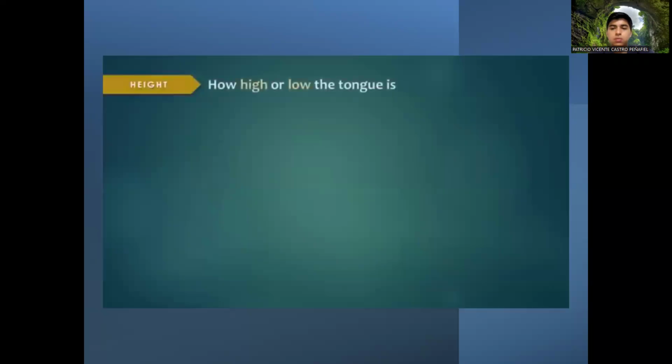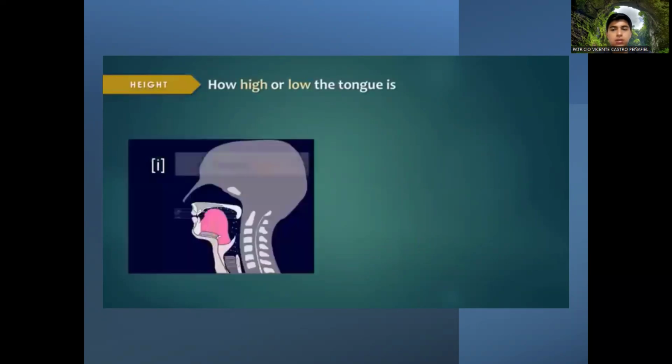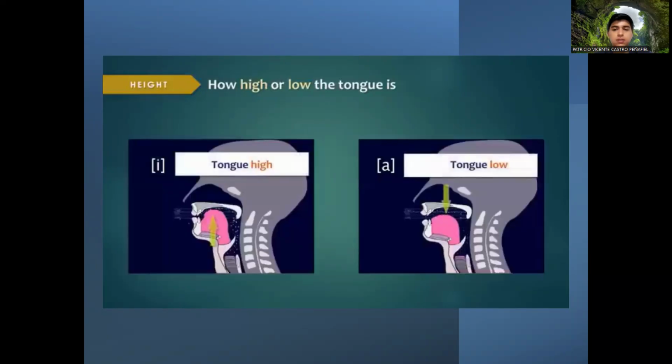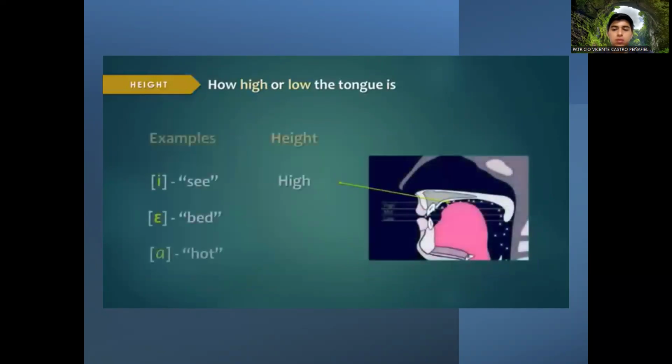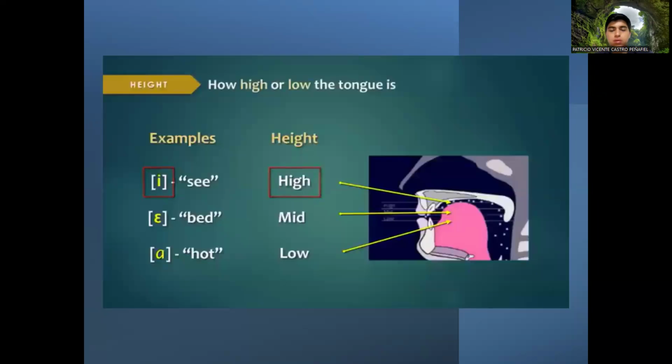Height refers to how high or low the tongue is in the mouth when producing the vowel. For example, consider the vowel sounds E and Ah. If you say both of these vowels in succession, you should feel your tongue going up and down as you say E, ah, E, ah, E, ah. In terms of height, vowels are either considered high, mid, or low.